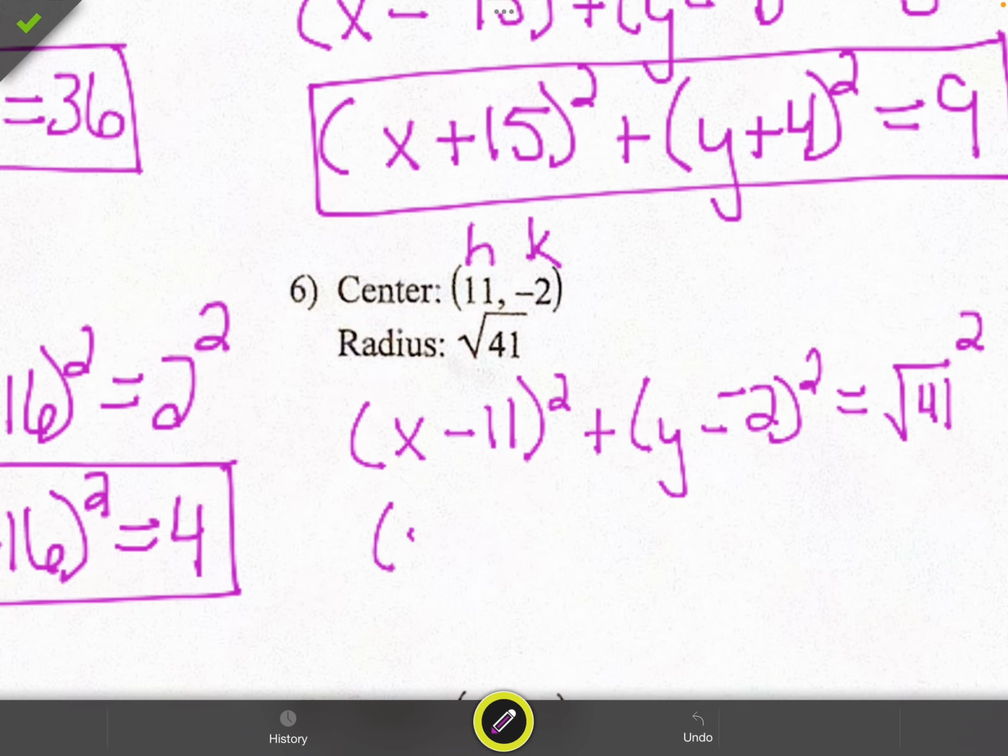We're going to see if we need to do any rewrites. So x minus 11 is good. Y minus negative 2 is going to become y plus 2. Now, when you square a square root, they actually cancel each other out.